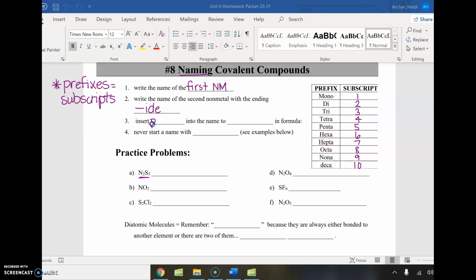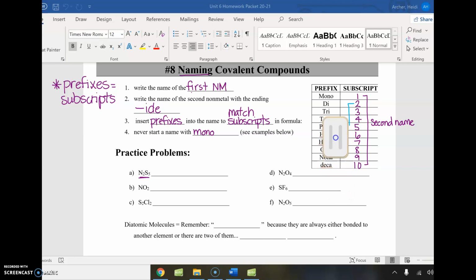Next, you're going to insert the prefixes into your name to match the subscripts in the formula. The last thing is there's one exception that we're going to be working with, and that is that we never start a name, so that would apply to the first name, we never start a name with mono. So what that means is that 1 through 10 is available for the second name on your compound, but 2 through 10 are available for the first name.